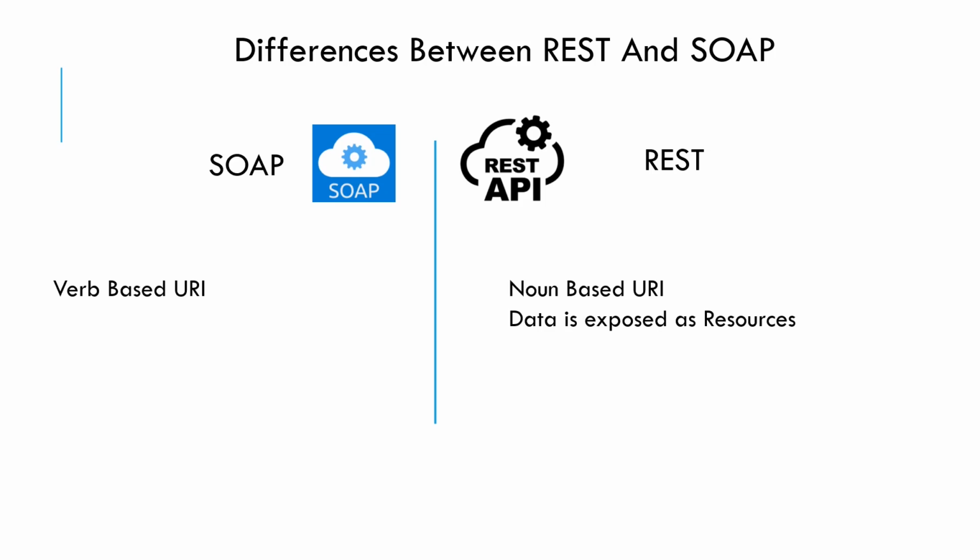So whatever data is there in the system is exposed as resources. That's why we say that in the REST world, resource-based URIs are used, and we always use noun-based URIs, not verb-based URIs. It's a main difference. So if you are trying to create any REST web service, avoid using get, set, and those verbs. Always try to think as a resource.